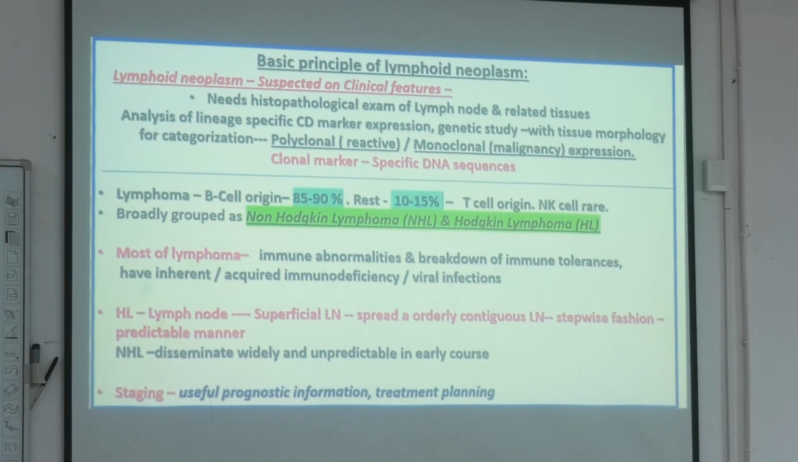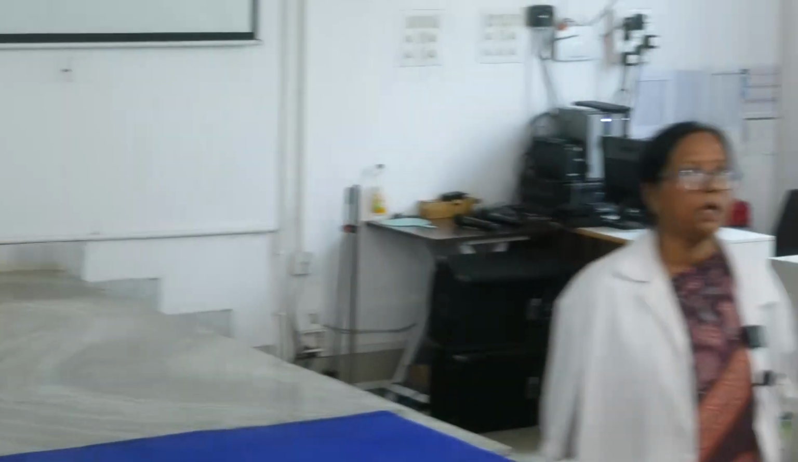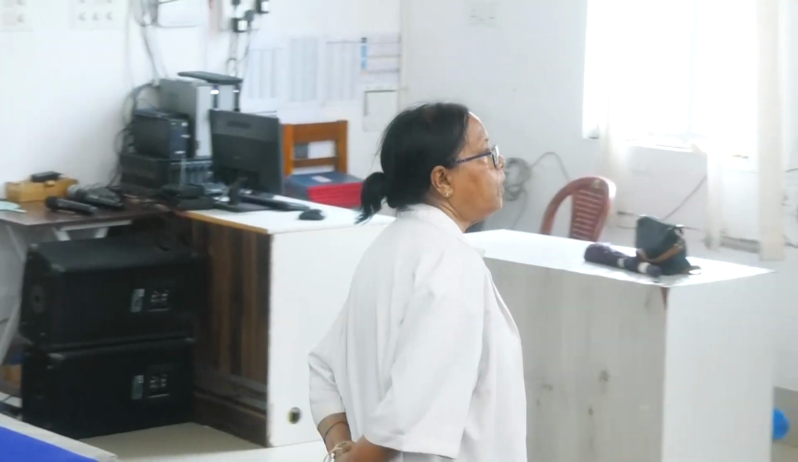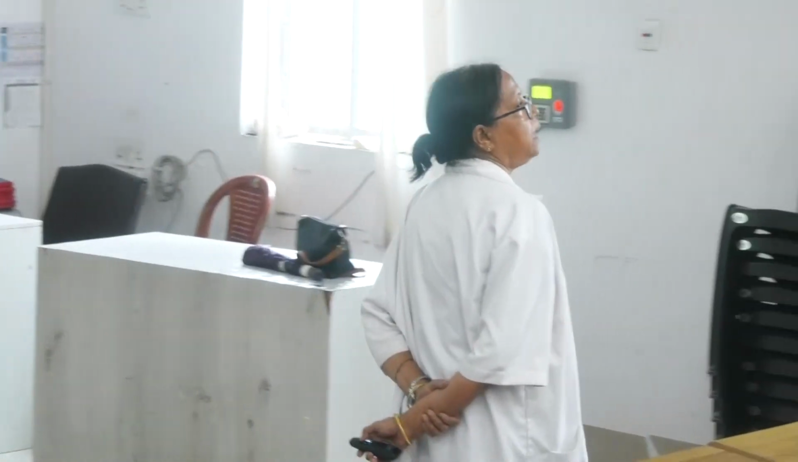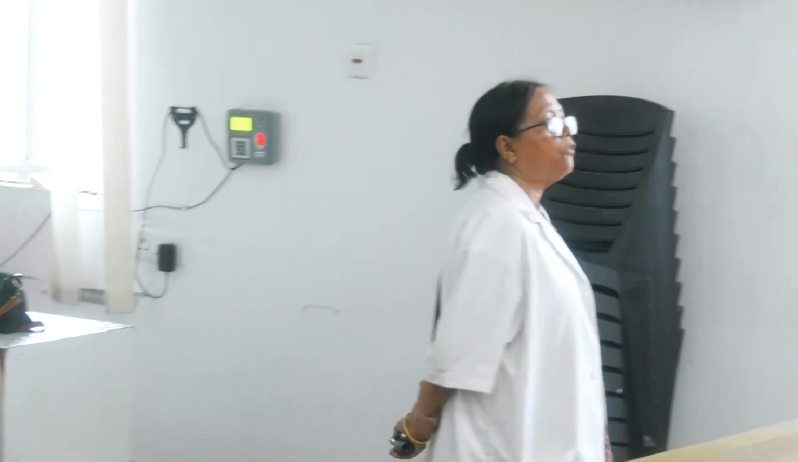Why is this noted? Why is it important? Because histopathological examination is important for the lymph node architecture, the cell of origin, and the morphology of cells. Then immunohistochemistry: as it is a clonal proliferation, we have to use immunohistochemistry for particular CD markers to identify this clonality.